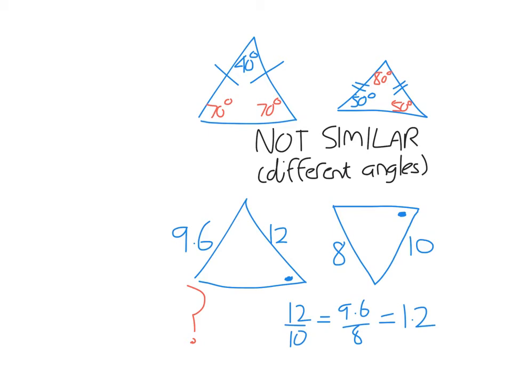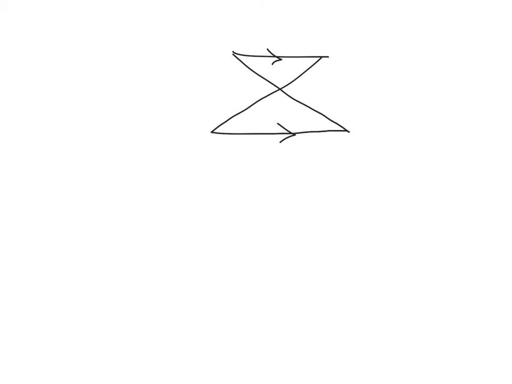So let's look at finding unknown sides in similar triangles. So let's look at these two triangles here. They would be similar by the AAA test because they have a vertically opposite angle. These two angles are alternate and equal because of the parallel lines. And then we also have a third pair of angles equal. So they're similar by the AAA test.